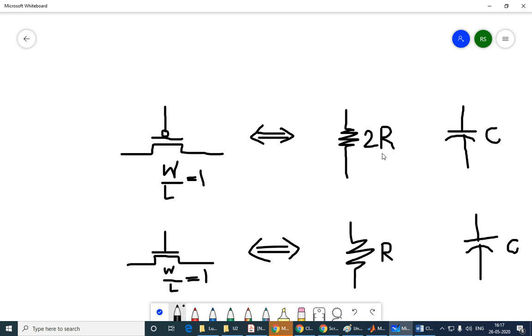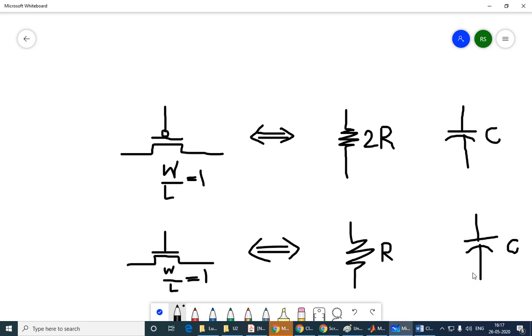I might not say this every time, but if I'm just given an NMOS and a PMOS transistor, I'm going to assume that it is R for the NMOS transistor, 2R for the PMOS transistor. The second part, capacitance, does not change because capacitance is related to the structure. All the materials are the same for the NMOS and the PMOS transistor.